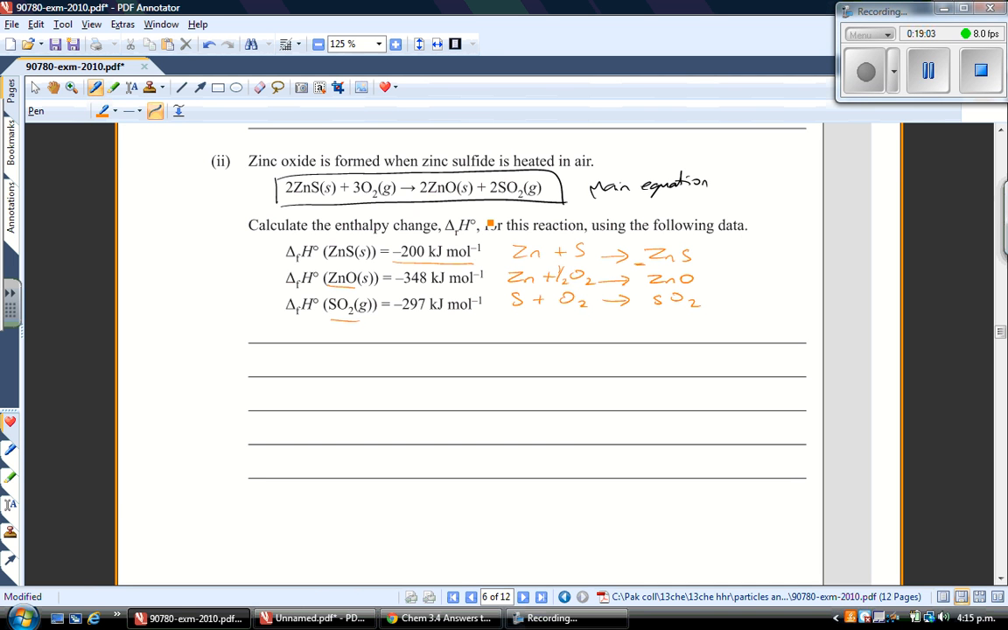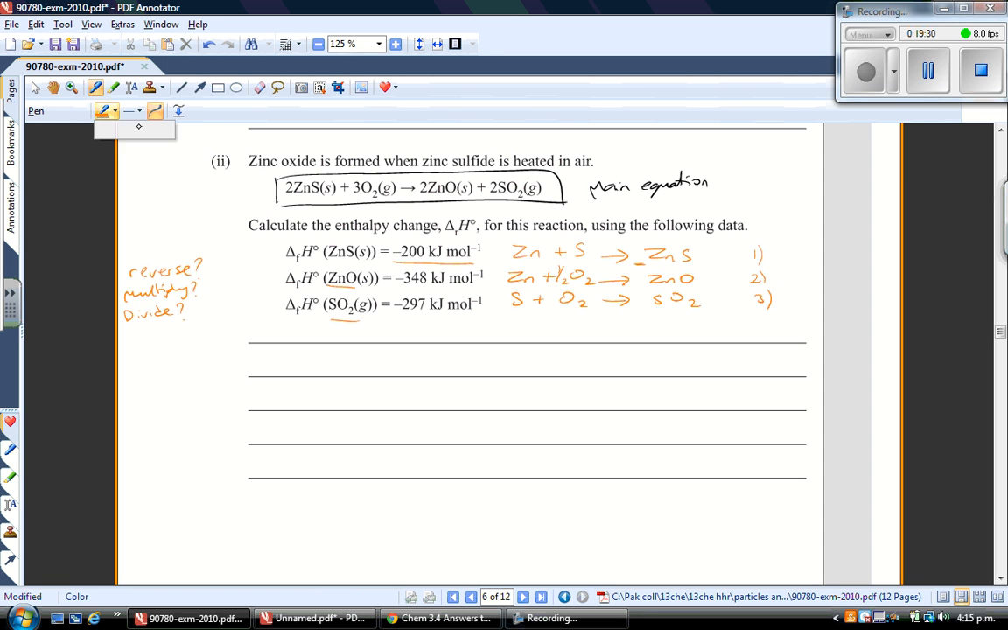And we're trying to add them up to make the main equation. Now remember, we're still considering whether we have to reverse an equation, whether we have to multiply by a factor, or whether we have to divide by a factor. So we need to consider all those things when we're looking at this question. So what we're going to do now is try and add up our three equations. So the first equation here, equation 1, just call that equation 2, and we call this equation 3.